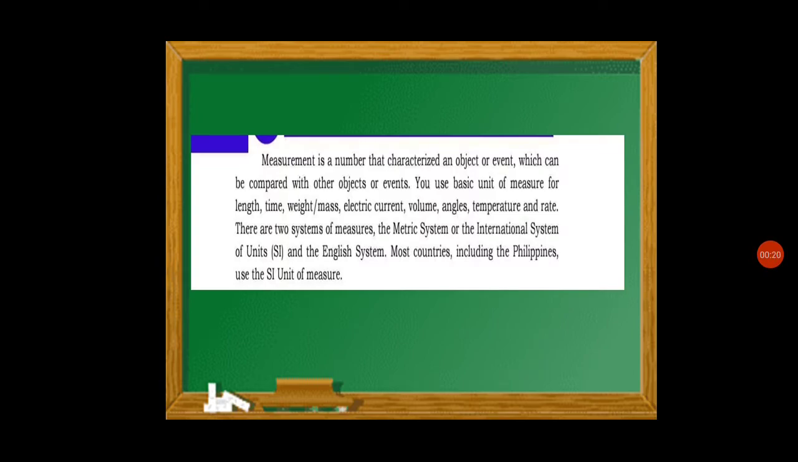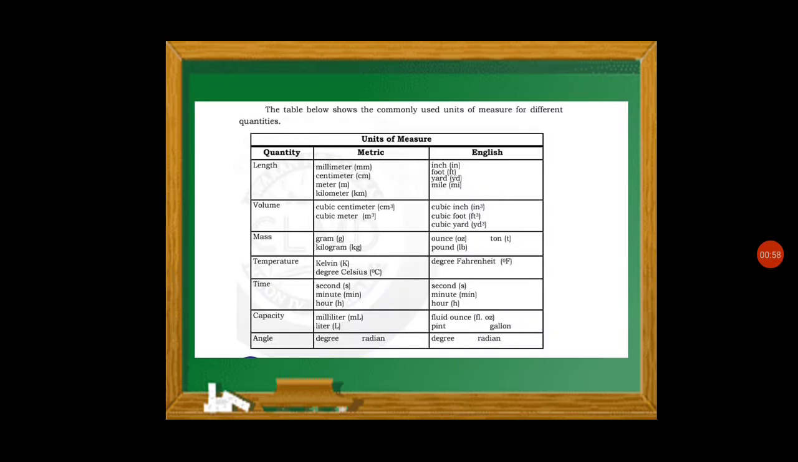Measurement is a number that characterizes an object or event, which can be compared with other objects or events. You use basic units of measure for length, time, weight, mass, electric current, volumes, angles, temperature, and rate. There are two systems of measures, the metric system or the International System of Units, and the English system. Most countries, including the Philippines, use the SI or the International System of Units of measure.